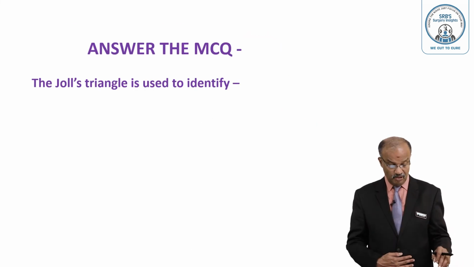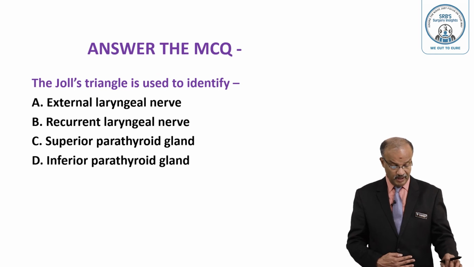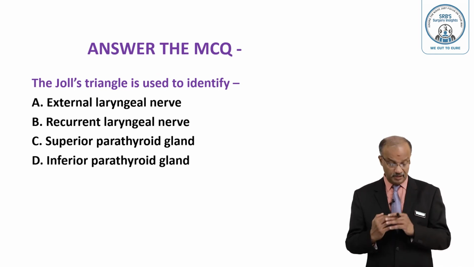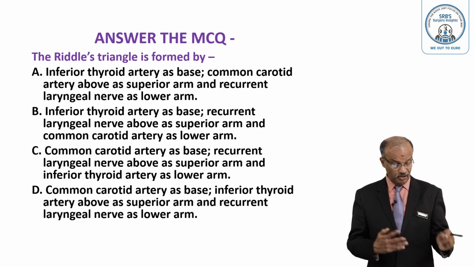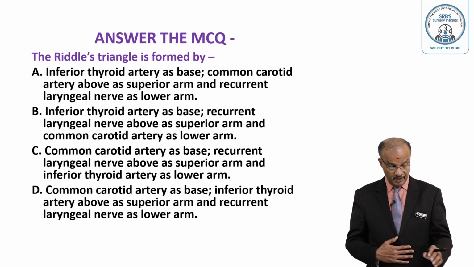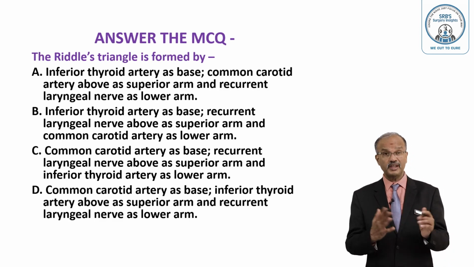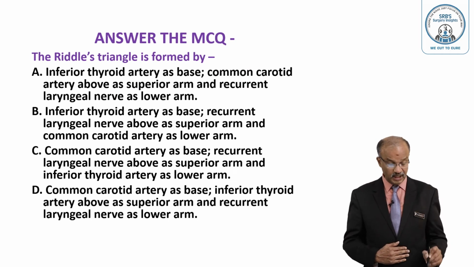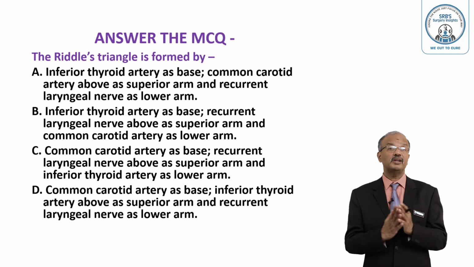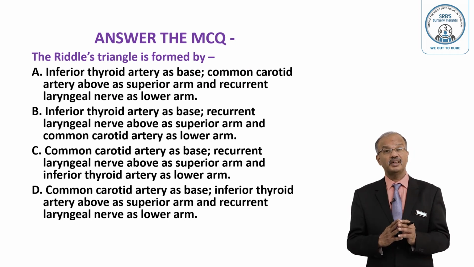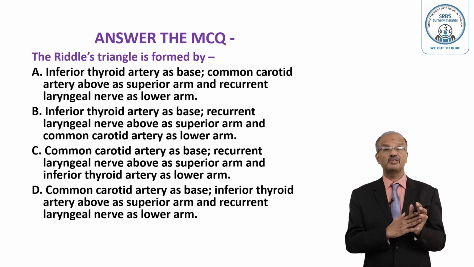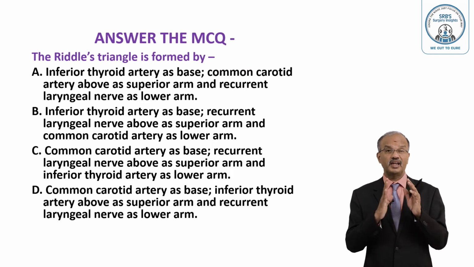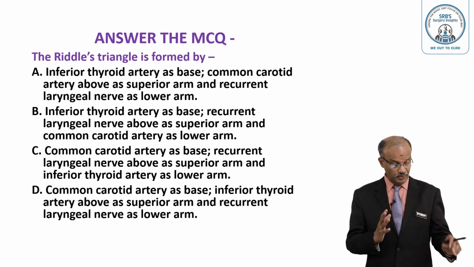Answer the MCQ. Joll's triangle is used to identify the external laryngeal nerve, recurrent laryngeal nerve, superior parathyroid gland, or inferior parathyroid gland. Give the right answer, please. And answer another MCQ, a bigger one. Riddle's triangle is formed by A, B, C, D. Go through it and find out which is the right answer. And eventually I will put the right answer in the comment box.